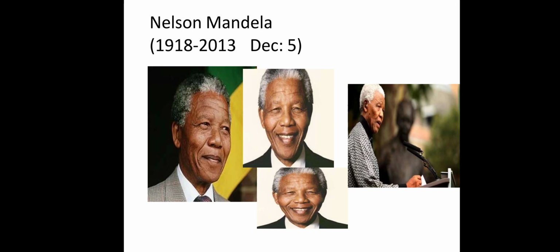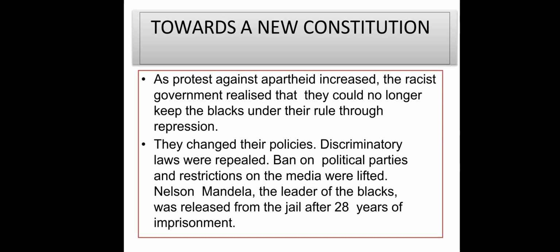This is a picture of Nelson Mandela, who was the leader of the African National Congress. Towards a new constitution. As protests against apartheid increased, the racist government realized that they could no longer keep the blacks under their rule through repression. They changed their policies. Discriminatory laws were repealed. The ban on political parties and restrictions on the media were lifted. Nelson Mandela, the leader of the blacks, was released from jail after 28 years of imprisonment.